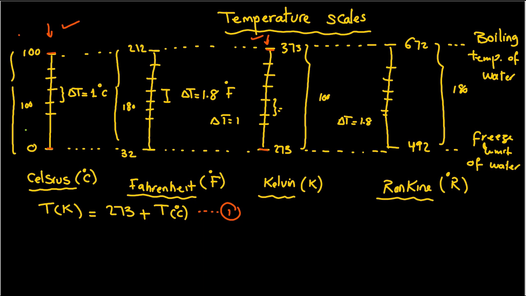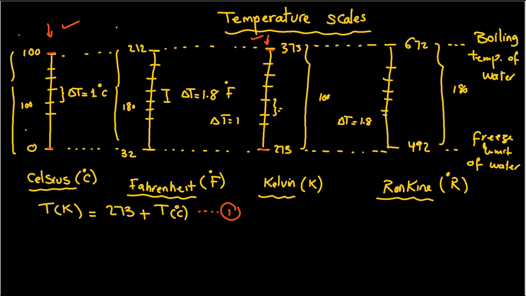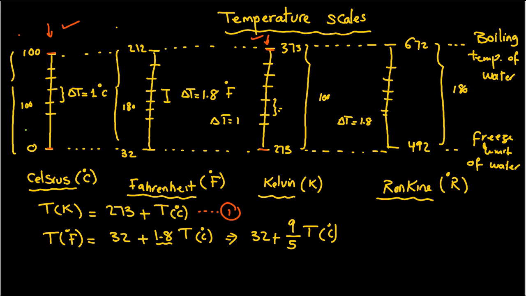And the second most known correlation is between the Celsius scale and the Fahrenheit scale. We know that T in Fahrenheit is equal to 32 plus 1.8 times the temperature on the Celsius scale. Sometimes we don't write 1.8, we write it as 32 plus 9 over 5 times the temperature on the Celsius scale. Either of the forms is correct.